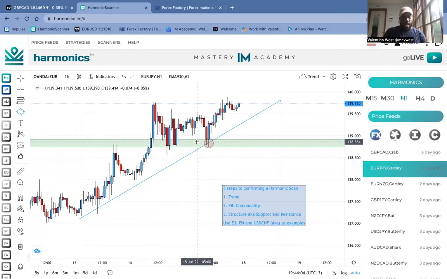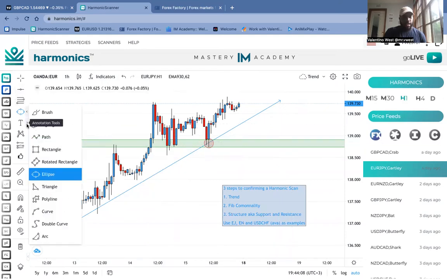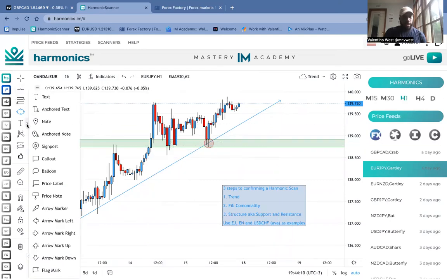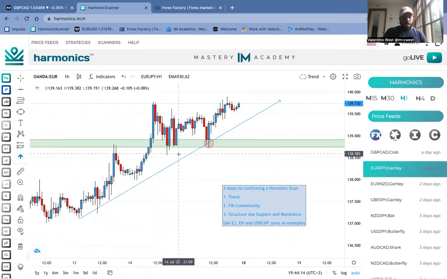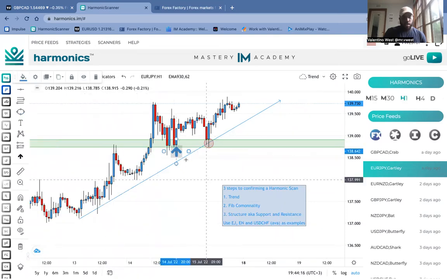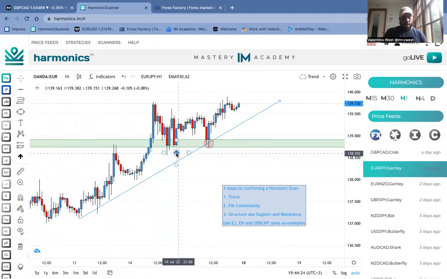So the first thing I'm just going to highlight is, let me do it like this. I'm just going to highlight the spots where I am seeing the market is responding. So here, look, right there, that's support. I should be able to make this smaller. There we go. Right there, that's support.